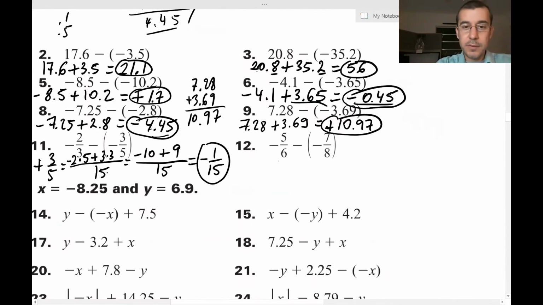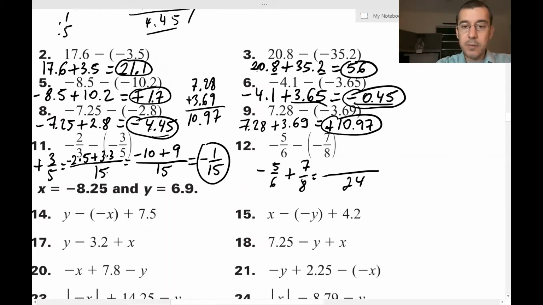Okay. Number 12, we have minus 5 over 6, minus minus is plus 7 over 8. The greatest common denominator between 6 and 8 is, let's try with 8. No. How about 2 times 8, 16? No. How about 3 times 8, 24? Yes, because 4 times 6 is 24. So 24 is the answer.